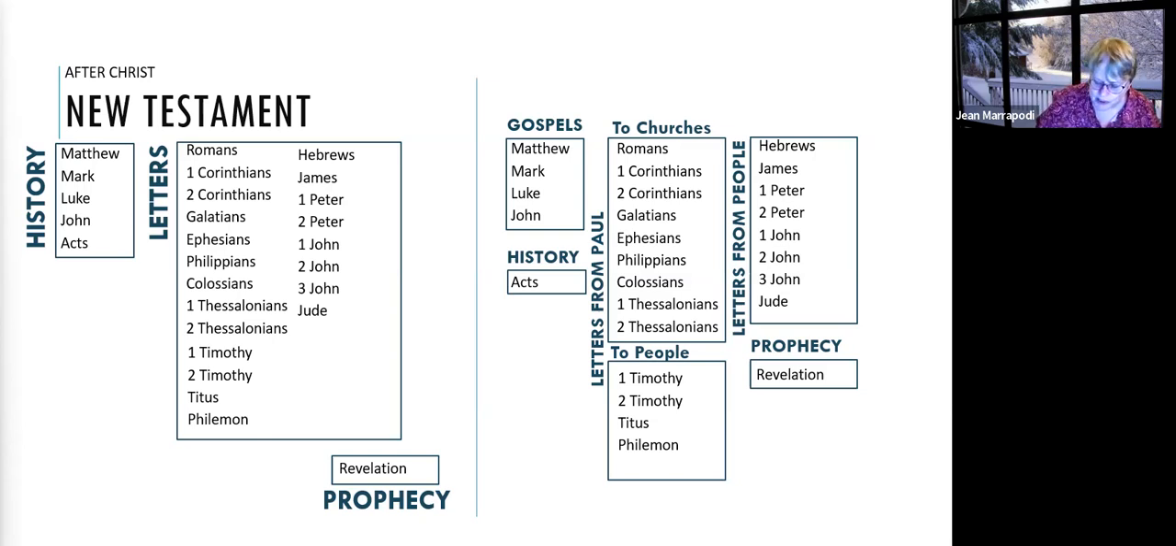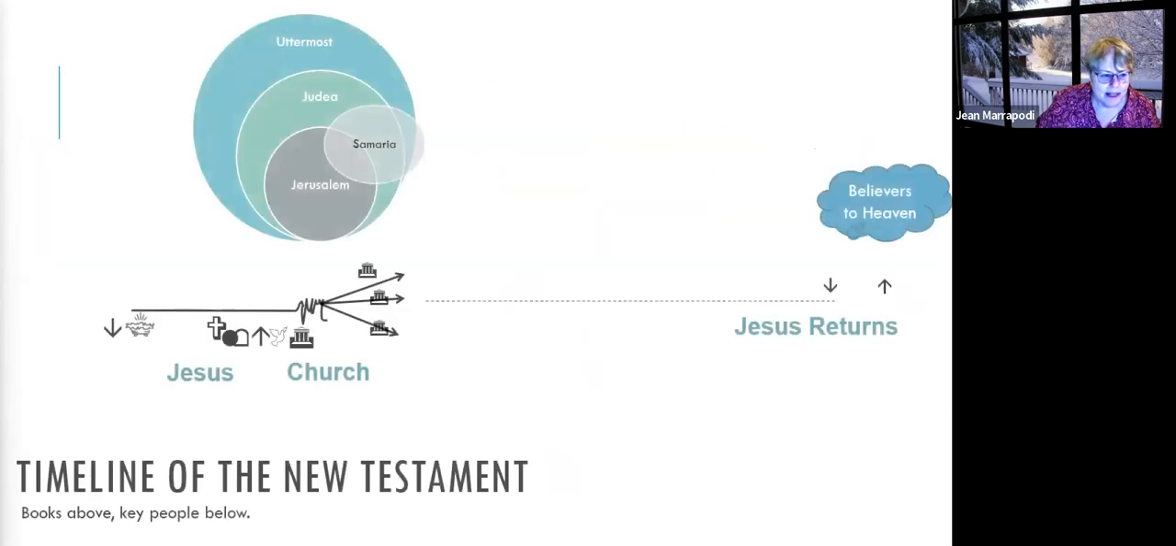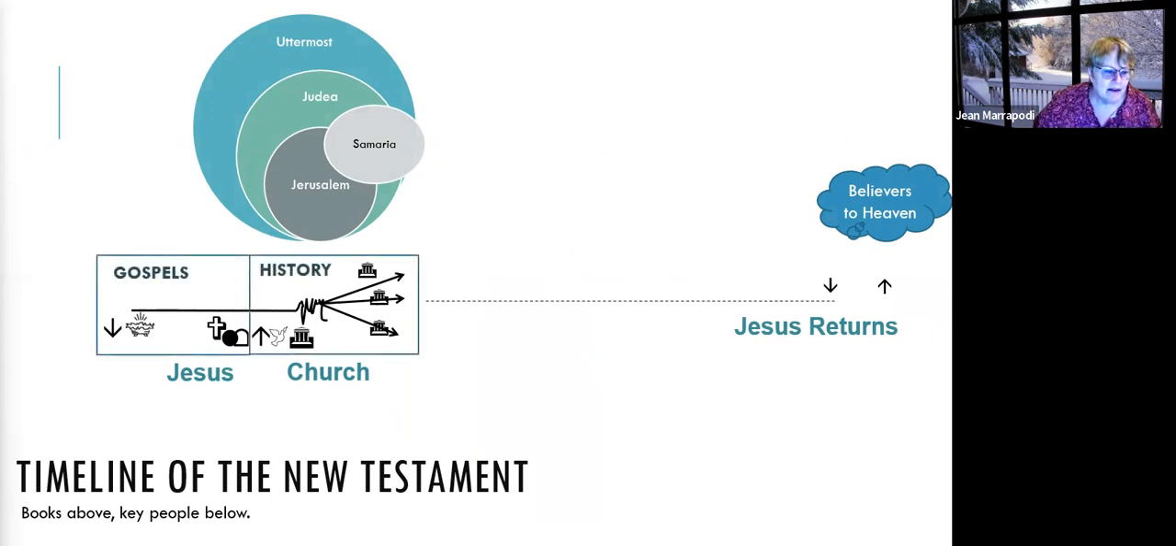Okay, let's put the books together with our timeline that we had before. So this was our timeline with the life of Christ, the persecution to get the people to go out and spread the gospel, and then deliberately spreading the gospel that we had. And it breaks down like this. We have the gospels, and then we have history. That's our timeline. Now you can end Jesus at the gospels and then start a new piece with Acts.